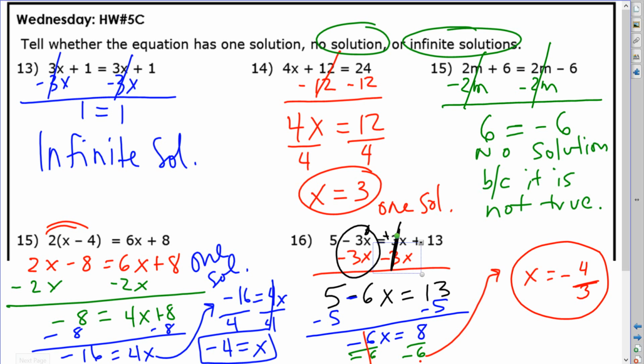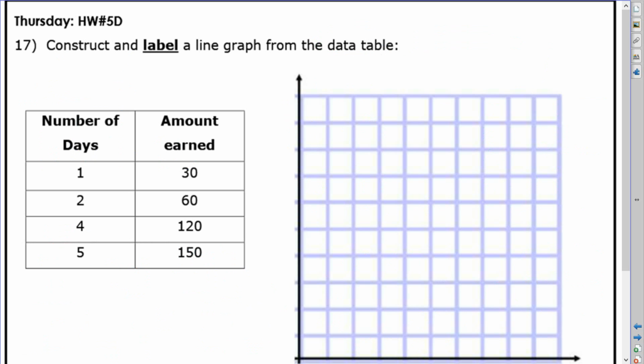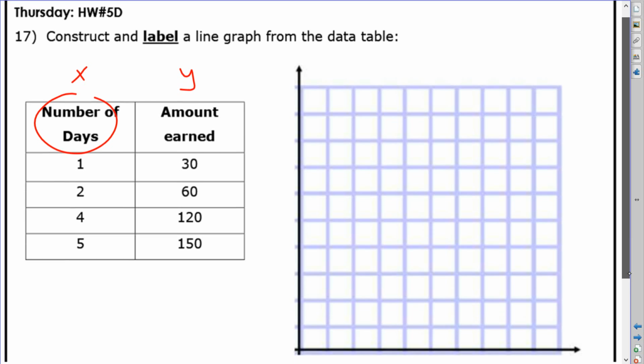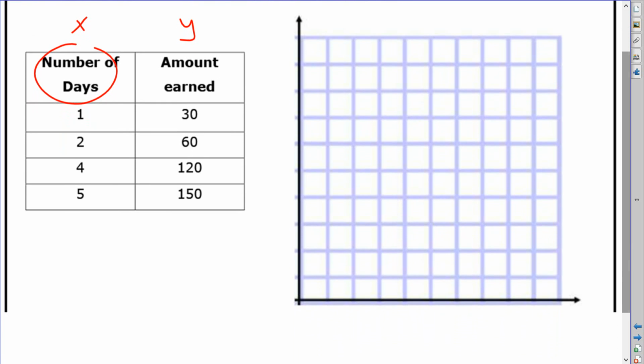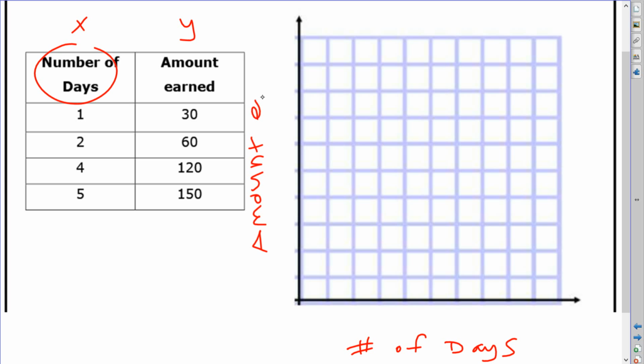All right, let's take a look at the last box. How to graph a line graph, which means I should have a straight line like this. So let's put our labels down. Number of days, that's the x-axis. Amount earned, that's the y-axis. So I'm going to label that here. Number of days. And over here, we're going to write amount earned.